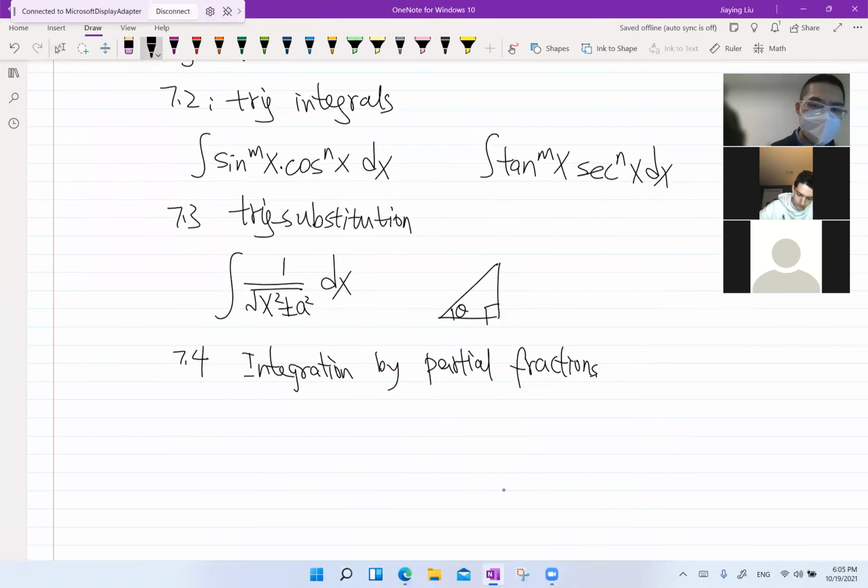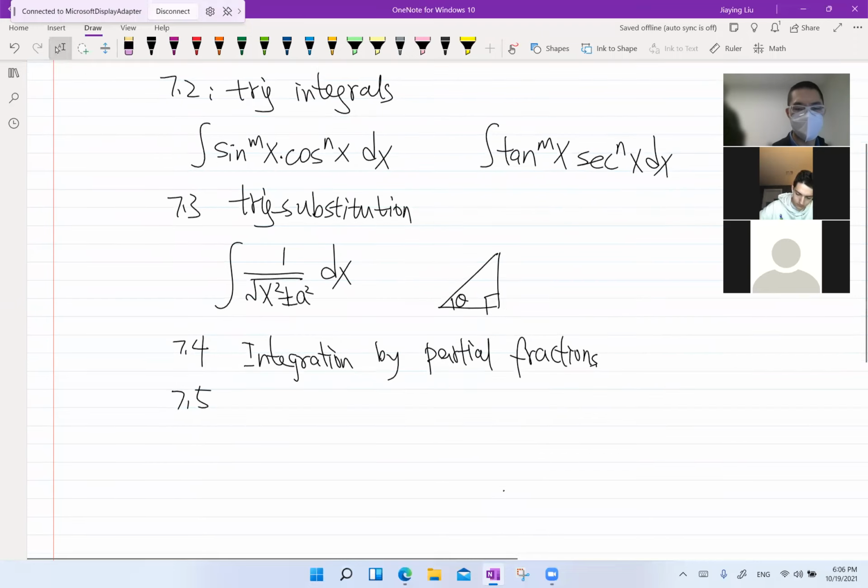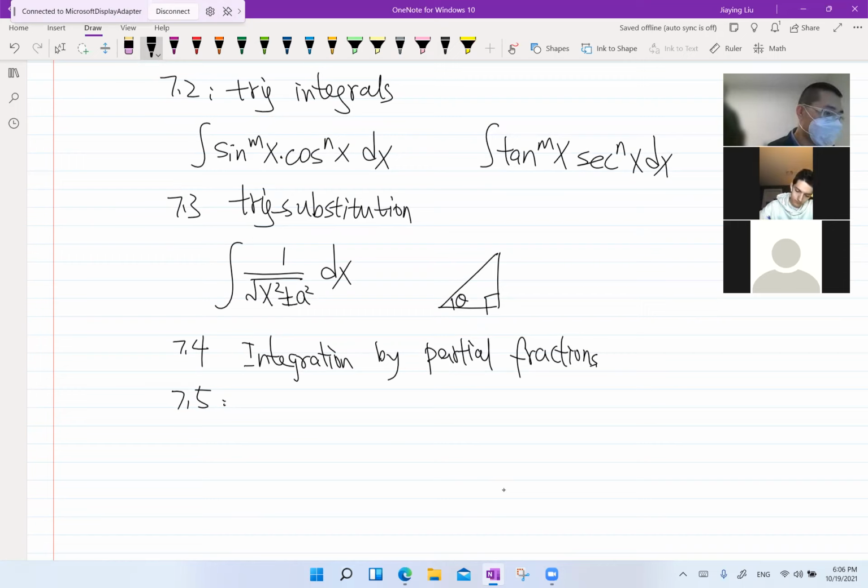Right. And then 7.5 is basically a practice of 7.1 to 7.4. Given the problem, you have to decide which technique is the best approach. You might have to use integration by parts first, and then use trig substitution, or vice versa. You might have to use multiple techniques in the process. And then 7.8, which is improper integrals.